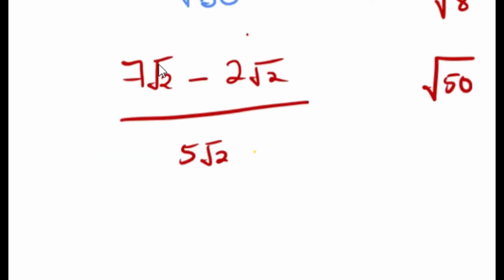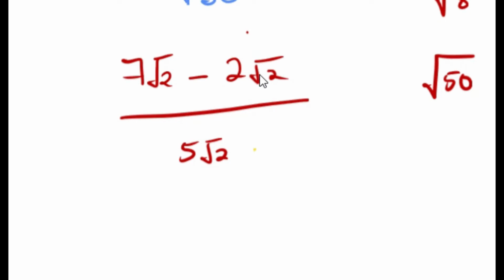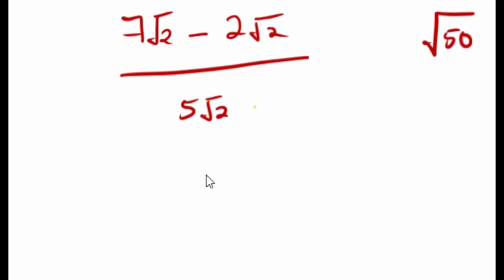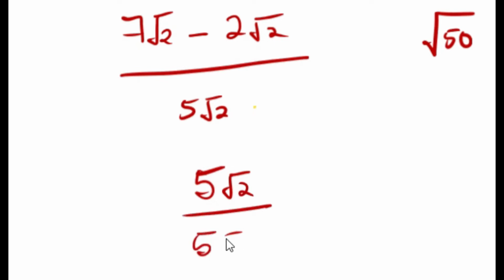So since you have 7 root 2 minus 2 root 2, that is the exact same thing as writing 5 root 2 over 5 root 2. And the final step is by cross-cancelling: we understand 5 will cancel 5 out, root 2 will cancel root 2 out. My final answer will just be 1. And that's it.